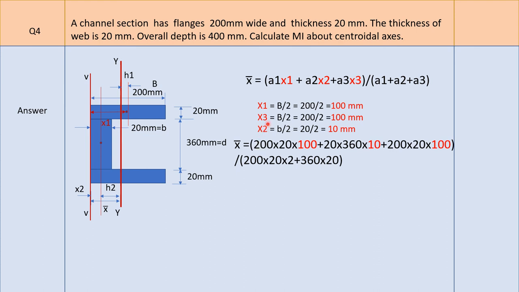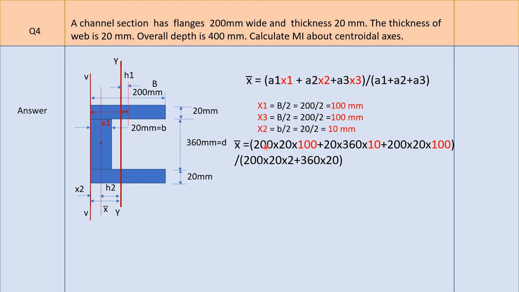So x bar will be, now this top flange area will be 200 into 20, and x1 is 100, which we have already seen here. This web, the dimension is here 360 and 20, so 20 into 360, and x2 is 10 mm, which I am showing here. From here to here, this is the centroidal axis, and this distance will be 10. Again, from this bottom area, it's the same 200 into 20, and x3 is also the same, that is 100 as x1. So divided by a1, which is 200 into 20 into 2, I am doing because I am taking a1 and a3 together, so into 2, and a2 will be, this is the web area, 360 into 20.